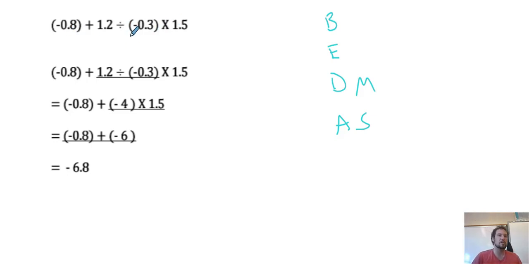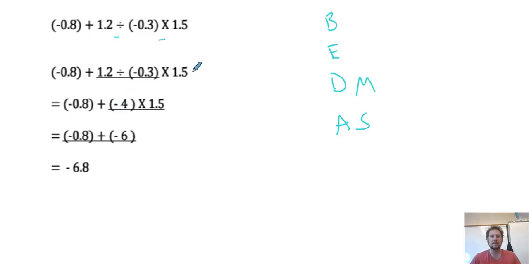Okay, so the next thing I'm going to look for is any exponents. Well, do we see any exponents here? No, we don't. Okay, so then I'm going to look for any divisions and multiplications. And oh, here's a division there, and there's a multiplication there. So we're going to work our way from left to right. So the first thing we're going to do is this division, right? So we have -0.8 plus 1.2 divided by -0.3 times 1.5, right? I've underlined this to say that this is the first one I'm going to do, right? So 1.2 divided by -0.3 is -4, right?